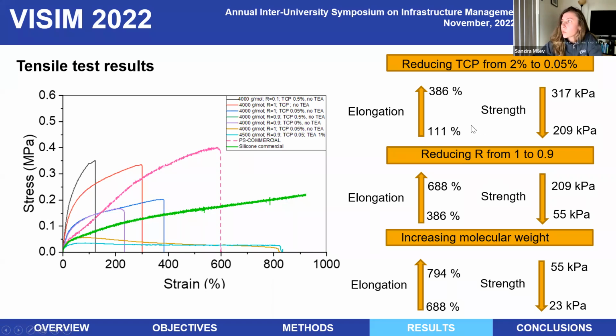And here you can see how these different test variables affected elongation and strength. So reducing the cross-linking in the polymer improved elongation from 100% to almost 400%, but reduced the strength. The same effect occurred when we reduced the content of epoxy in the mix. And when we increased the molecular weight from 4,000 to 4,500, we also had a significant increase in elongation.